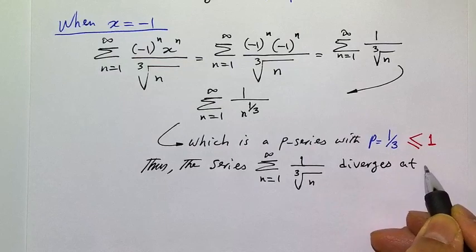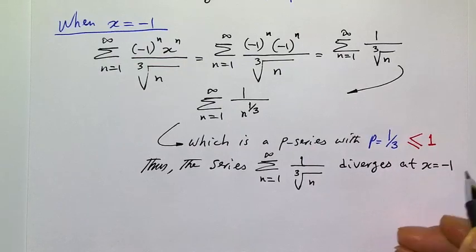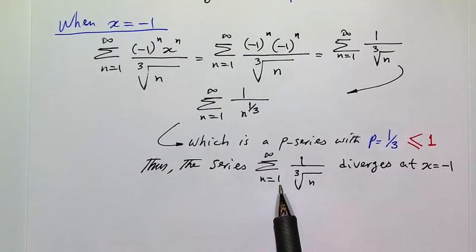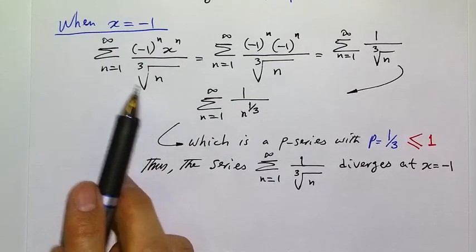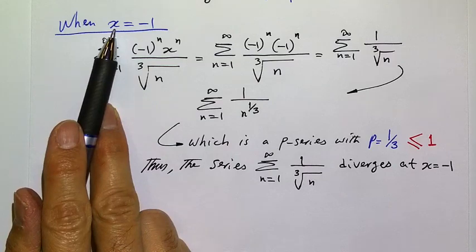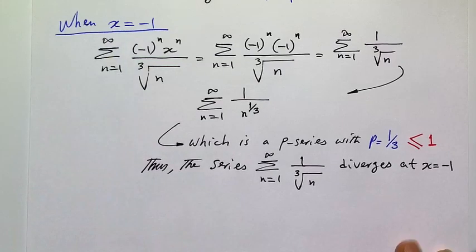Diverges at x equals -1. Remember that this series is just the original series when x equals -1. Okay, that's all.